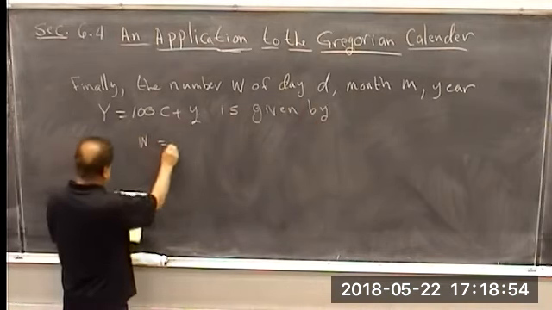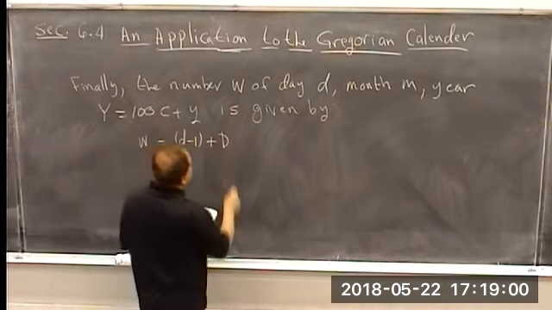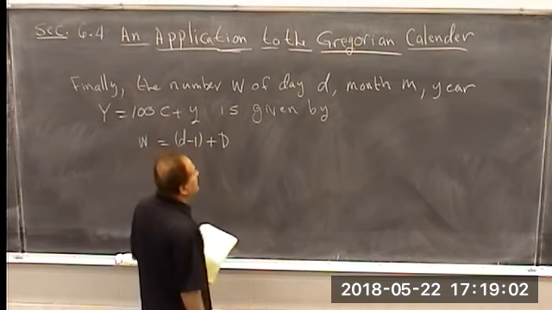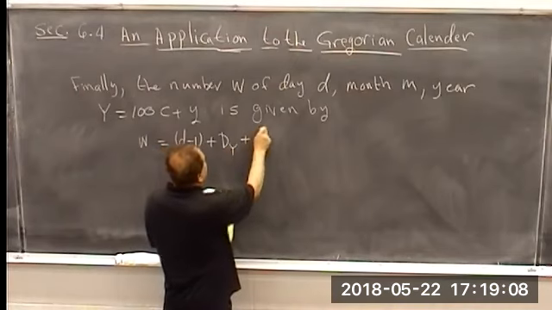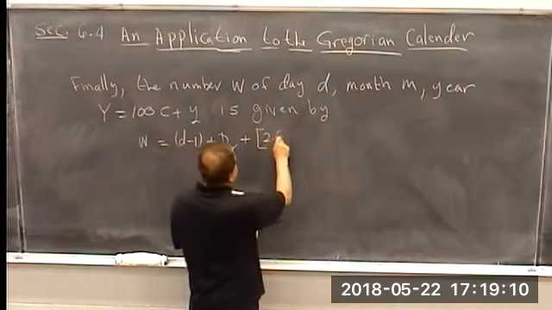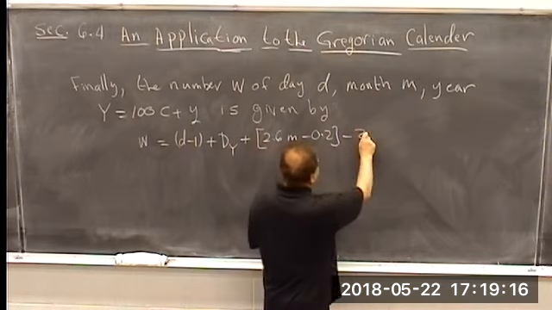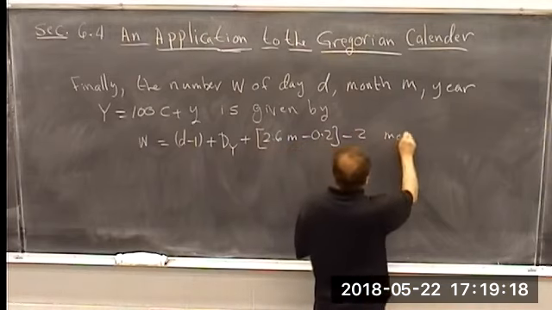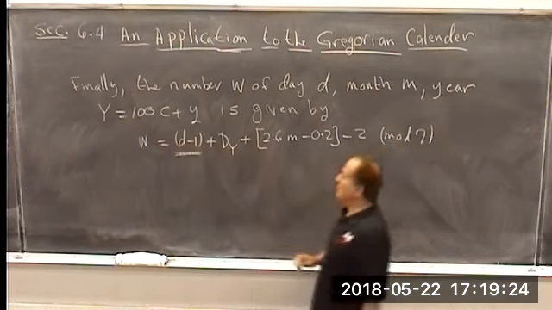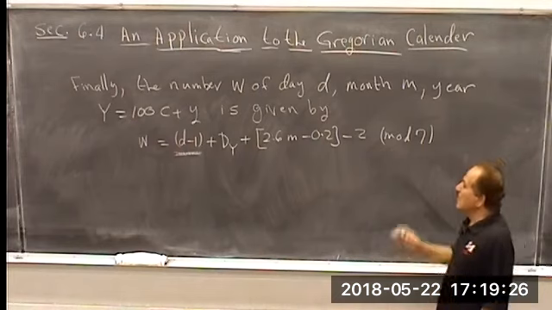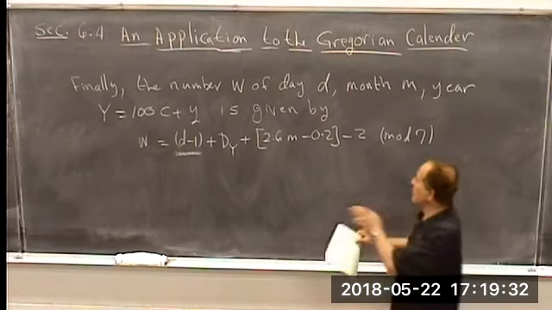W is equal to D minus 1, plus just how many days to get to this day from the beginning of the month, which we have as 2.6m minus 0.2 minus 2 mod 7. I'm just going to add the numbers to get to D, which is D minus 1, and add it to the beginning of the month, okay?